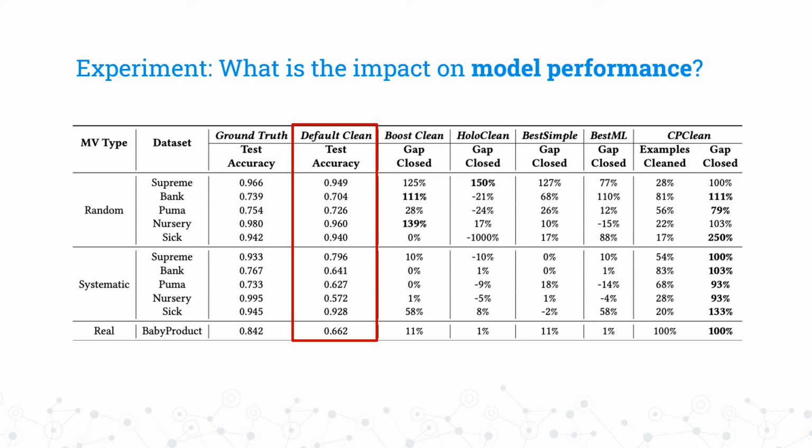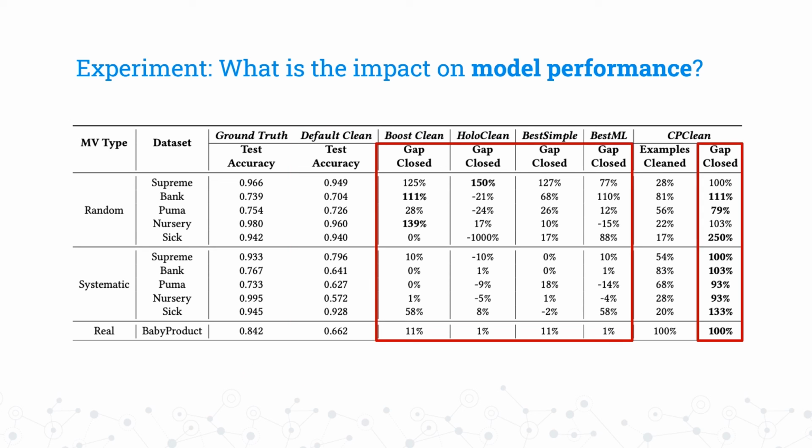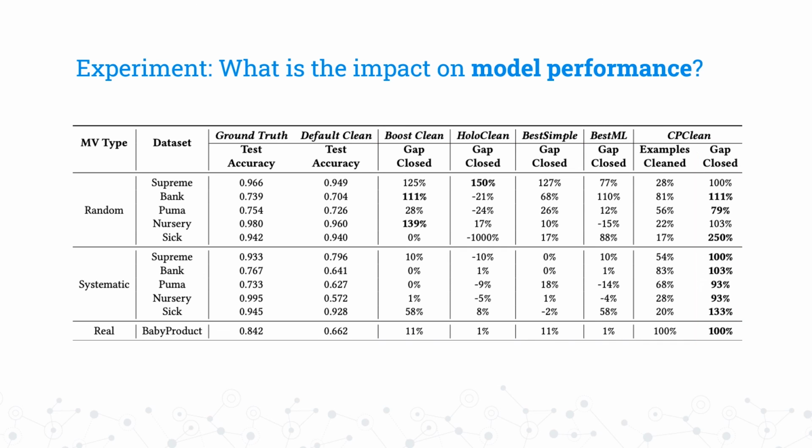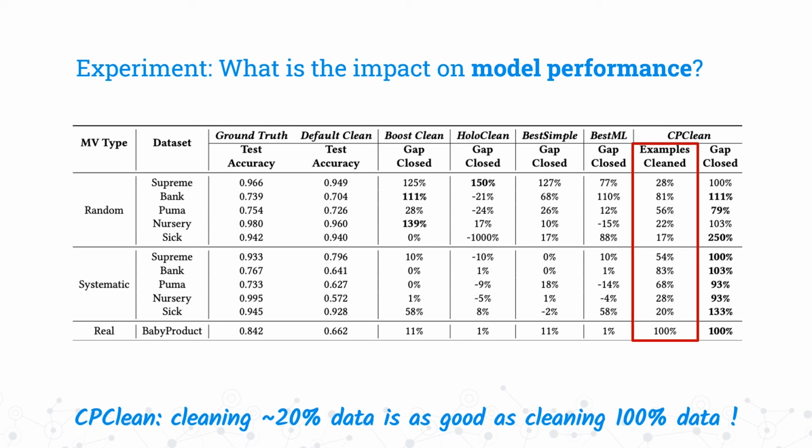We can see that there is a gap between the accuracy of the ground truth and the default clean. For the remaining baselines and our CP clean, we report how much of this accuracy gap can be closed. As you can see, CP clean generally closes more gap than all other baselines, especially under systematic missingness. In most cases, CP clean is able to close almost 100% of the gap, which means its accuracy is as good as the ground truth version. The average percentage of examples needed to be cleaned is about 50%. Actually, on some datasets, CP clean is able to close all the gap by cleaning only 20% of data, which means using CP clean, cleaning about 20% of data is as good as cleaning the entire dataset.